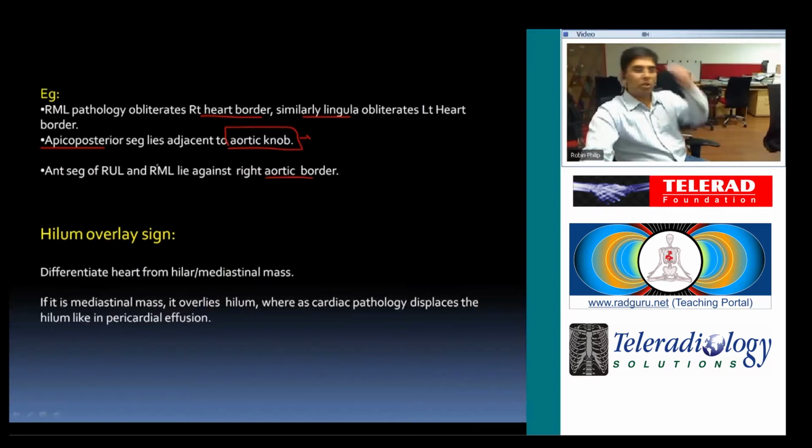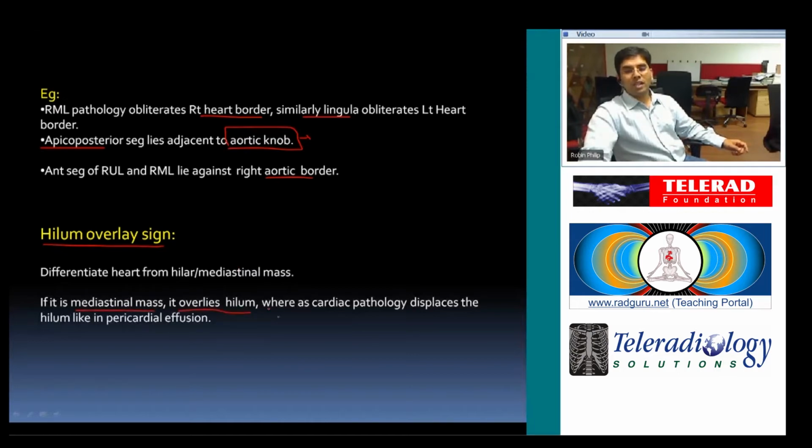Another important sign is the hilum overlay sign. This is to differentiate hilar or mediastinal masses from a heart mass or heart pathology, like, say, suppose there's a pericardial effusion. So if it is a mediastinal mass, it overlies the hilum.